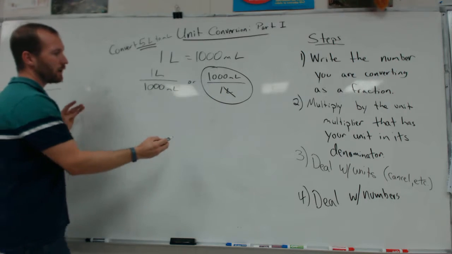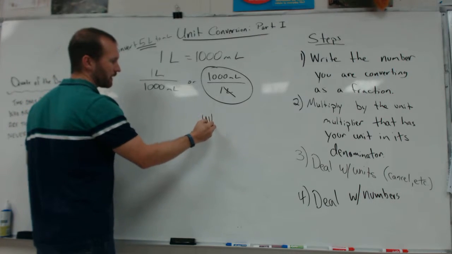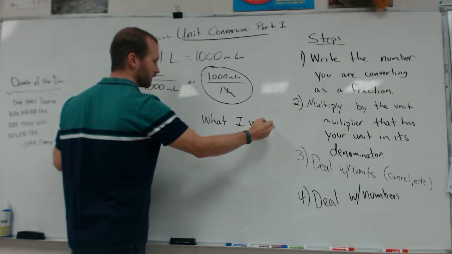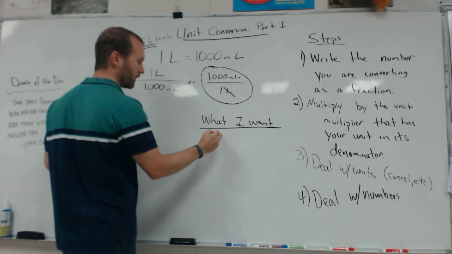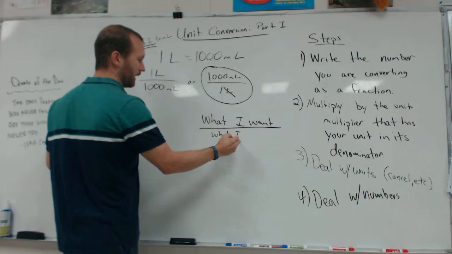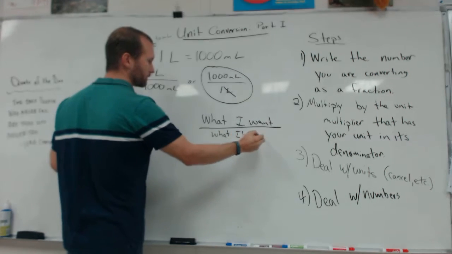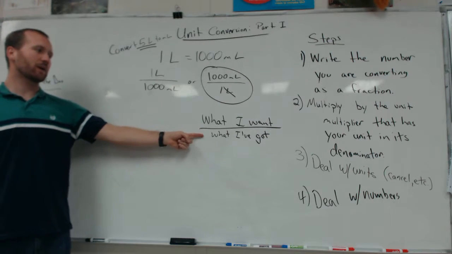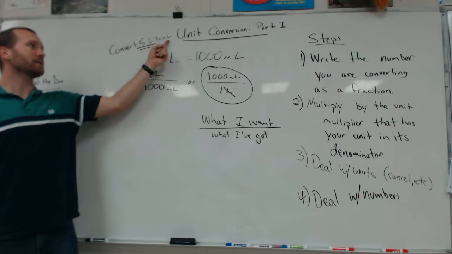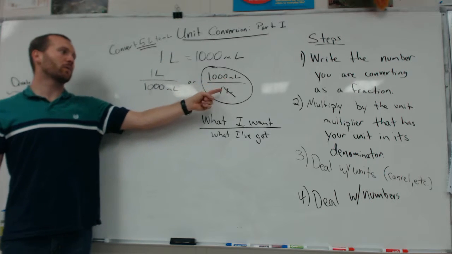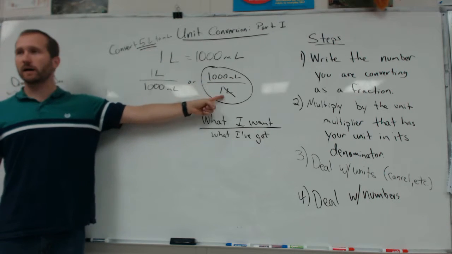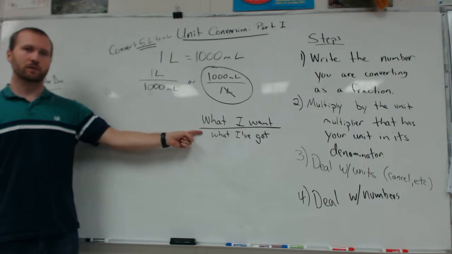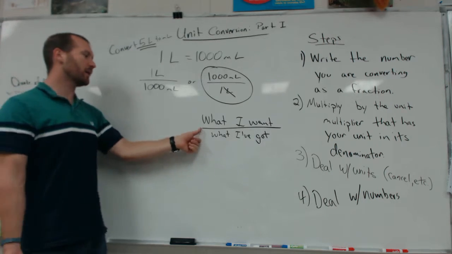Sometimes people write out what I want over what I've got. Has sort of a ring to it. What I want over what I've got. What I want is milliliters, that's in the top. What I've got is liters, that's in the bottom. Okay, so if this helps you, write it down. What I want over what I've got.